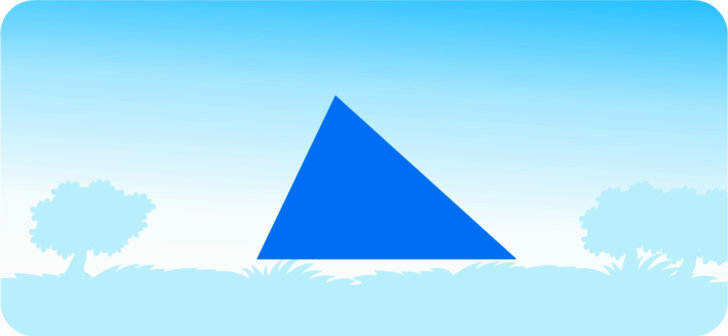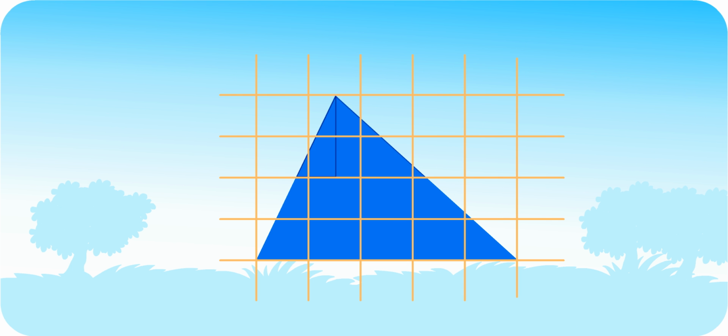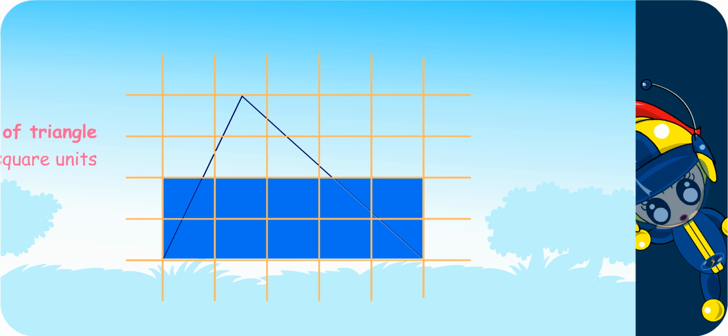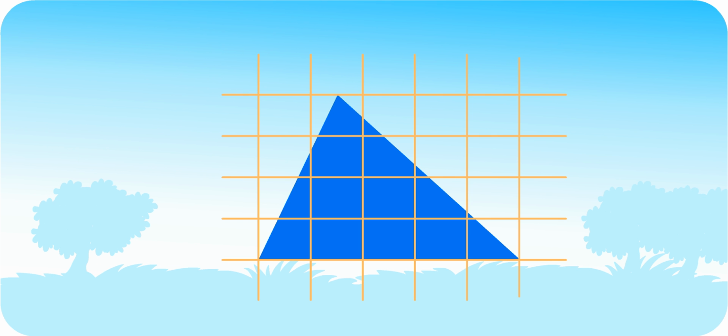How do we find the area of a triangle after knowing the height and the base of the triangle? Good question. One way is to place a grid over the triangle and count the number of square units that the triangle covers. The area of this triangle is 10 square units. But what if we do not have a grid? Let's look at the triangle with the grid again. We can draw a rectangle around the triangle using the corners of the triangle as a guide.